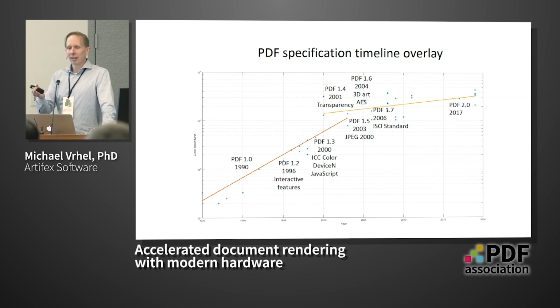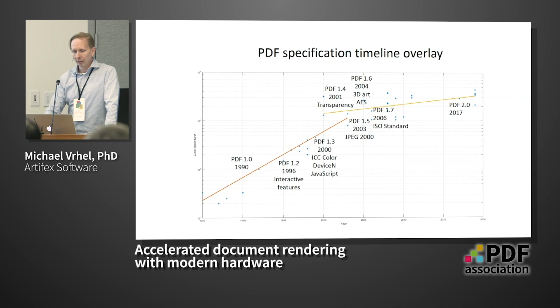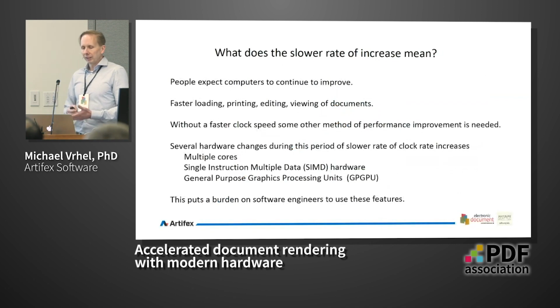It was interesting to hear the keynote this morning, though, because he was pushing that things need to evolve even more, with more things going on. That would definitely push computational requirements for rendering. But what does this slower rate of increase in clock speeds mean? Well, years ago, I swear every year I would get a new laptop just because a faster machine meant better performance. And people expected that to continue, right? They expect to see faster loading, viewing, editing, printing of documents. It's just assumed it's always going to be improving.